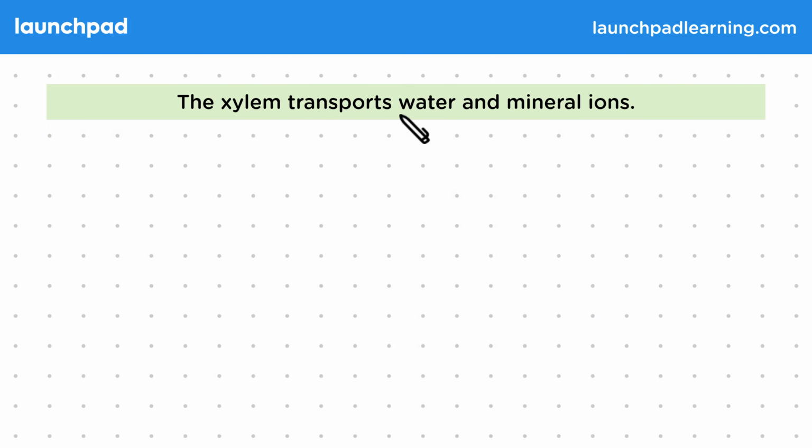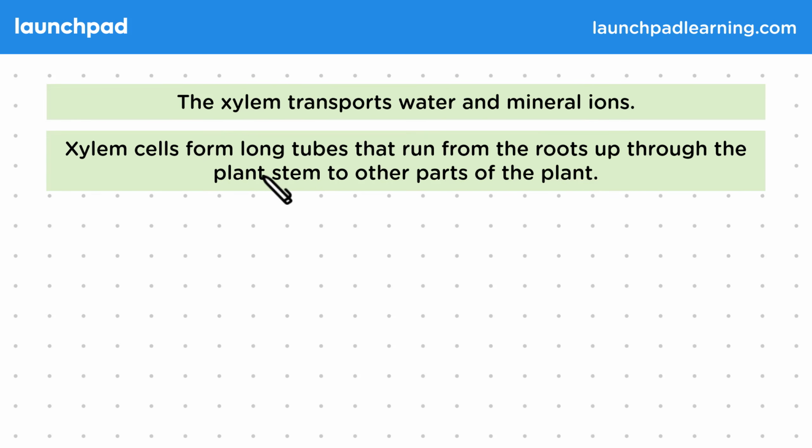The xylem transports water and mineral ions. Xylem cells form long tubes that run from the roots up through the plant stem to other parts of the plant.